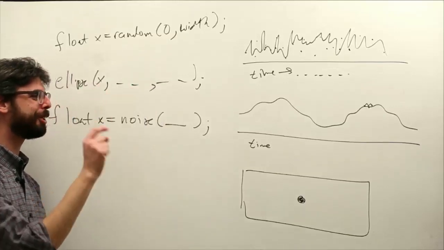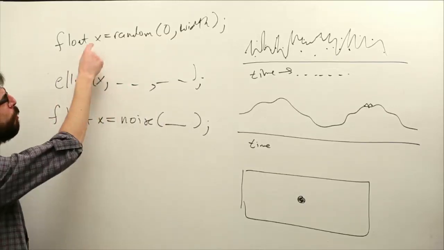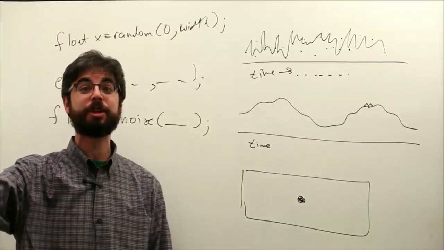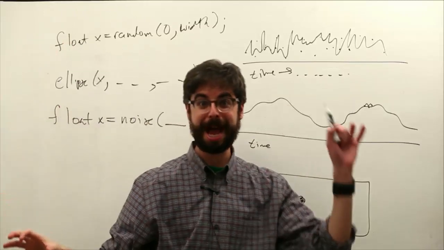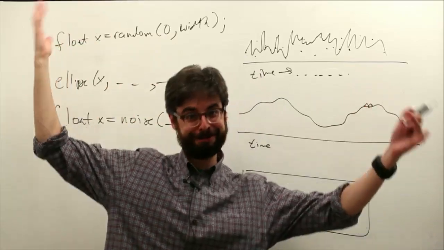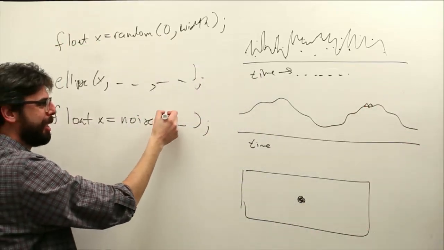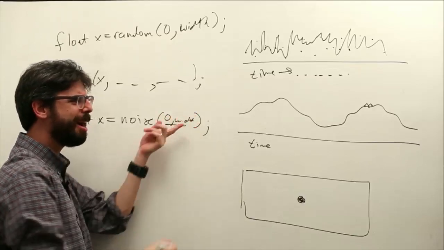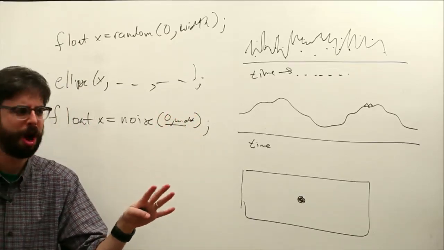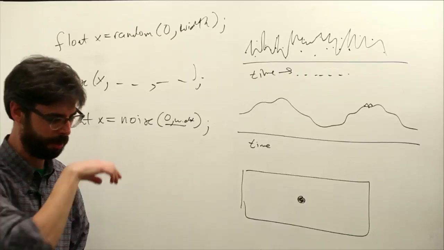Okay, this is an interesting question now because with random, it was very clear what the arguments to the random function are. Minimum and maximum range of randomness. What are the arguments to the noise function? It would be nice if I could just say 0 comma width. And if you type that in there, it actually would accept that and run, but it wouldn't work the way that you want it to.